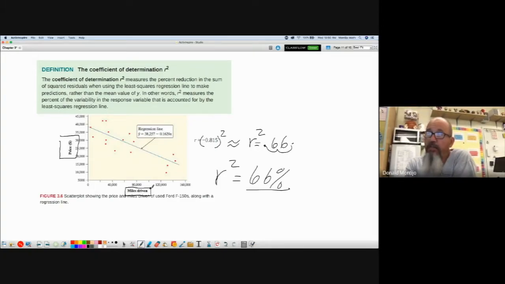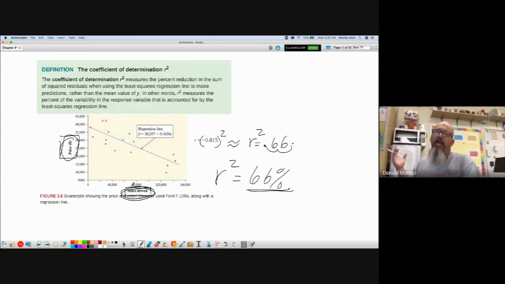So again, R squared, the coefficient of determination, tells us what percent of the change in Y can be explained by the change in X. Again, remember that this is not causation, it's an explanation. So correlation does not imply causation. R squared doesn't tell us that the miles on the vehicle cause the price. It's telling us the miles can explain the price. So we're saying the miles driven explains 66% of the change in the price. 34% of the change in the price is explained by something else.